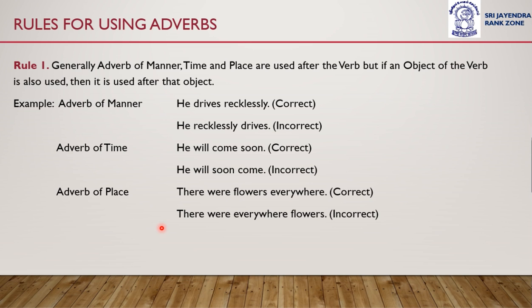Example of adverb of place. There were flowers everywhere. This is a correct statement. There were everywhere flowers. We cannot write this. All right. The correct statement is there were flowers everywhere. Okay. With these three types of adverbs, you have to place them after the verb. Okay.